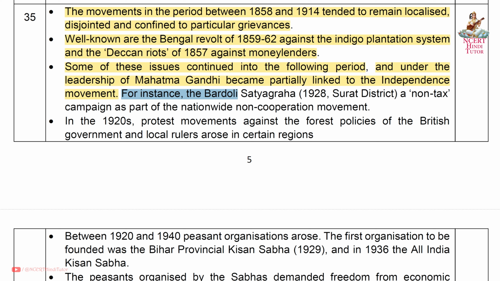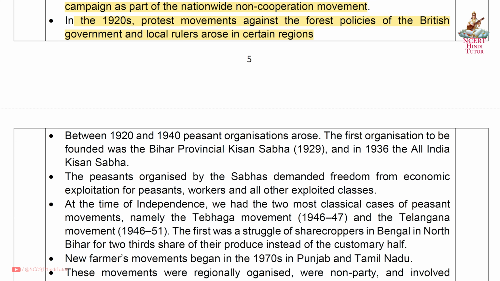For instance, the Bardoli Satyagraha 1928 Surat district, a non-tax campaign as part of the nationwide non-cooperation movement. In the 1920s, protest movements against the forest policies of the British government and local rulers arose in certain regions. Between 1920 and 1940, peasant organizations arose. The first organization to be founded was the Bihar Provincial Kisan Sabha 1929 and in 1936 the All India Kisan Sabha. The peasants organized by the Sabhas demanded freedom from economic exploitation for peasants, workers and all other exploited classes.